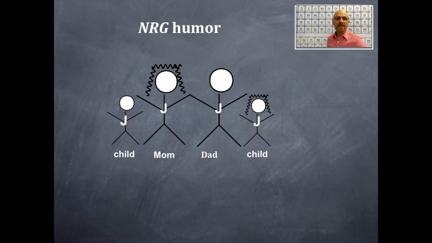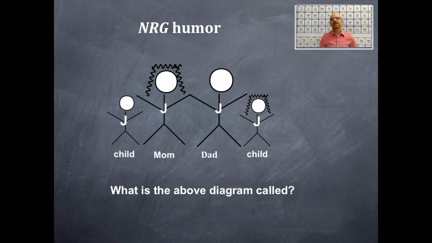Okay, I am the Crazy Hat Chemist, and I got a great joke for you. This is an energy joke here for you. Hopefully you see that. We got a mom, we got a dad, and we got 2 kids. So what do you think this might be? What is the above diagram called? Gonna have to think about that. Scratch your head, scratch your temple. What is this diagram called? Well, it's called the family jewel, of course.